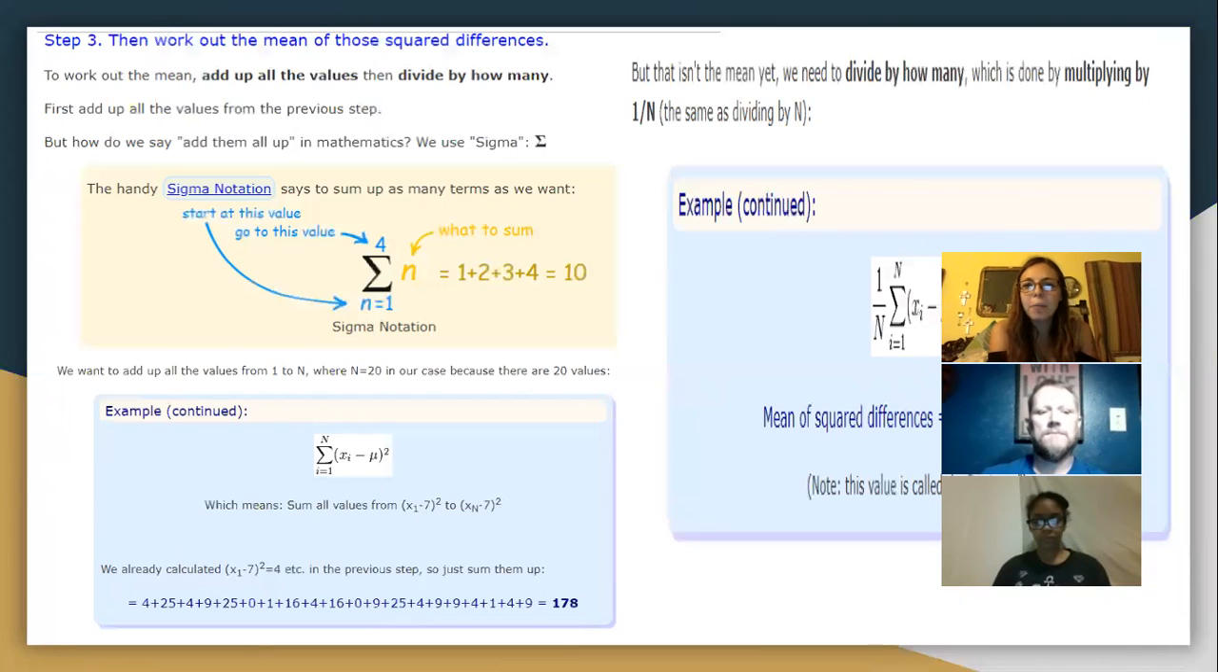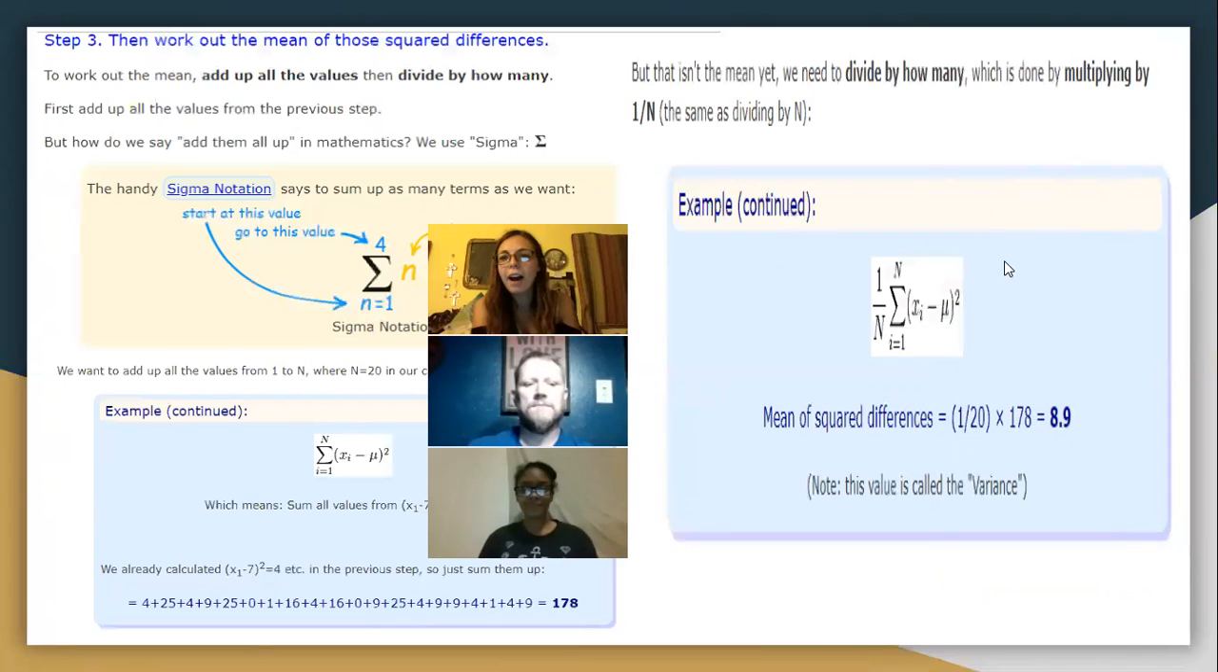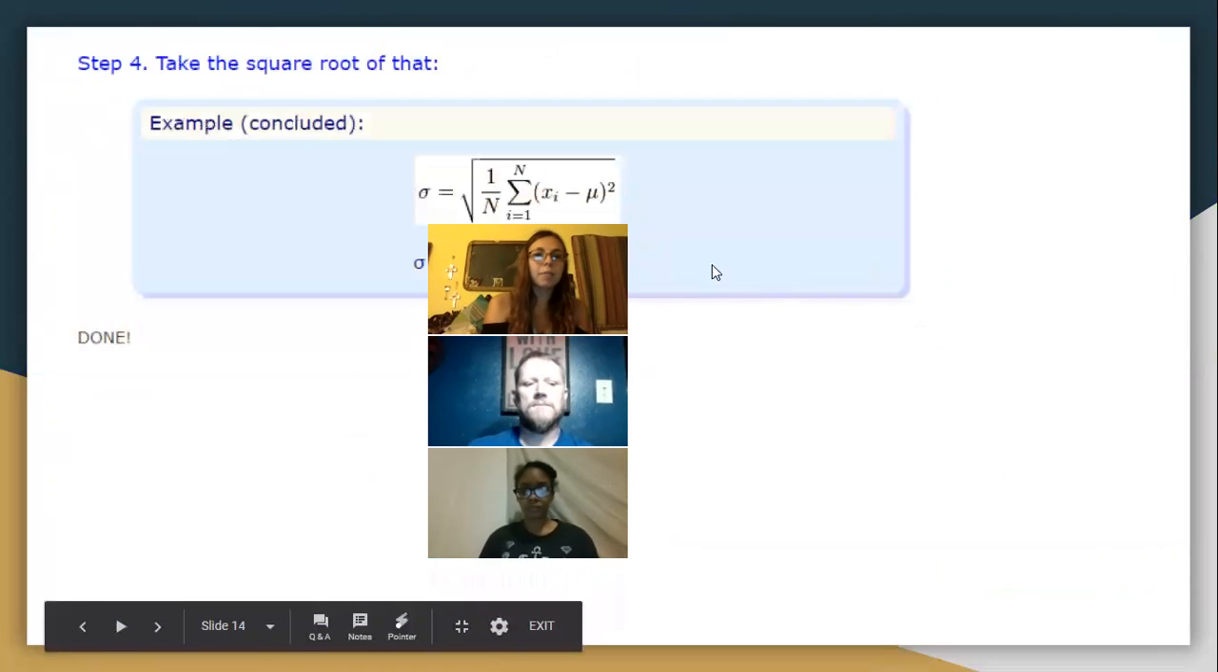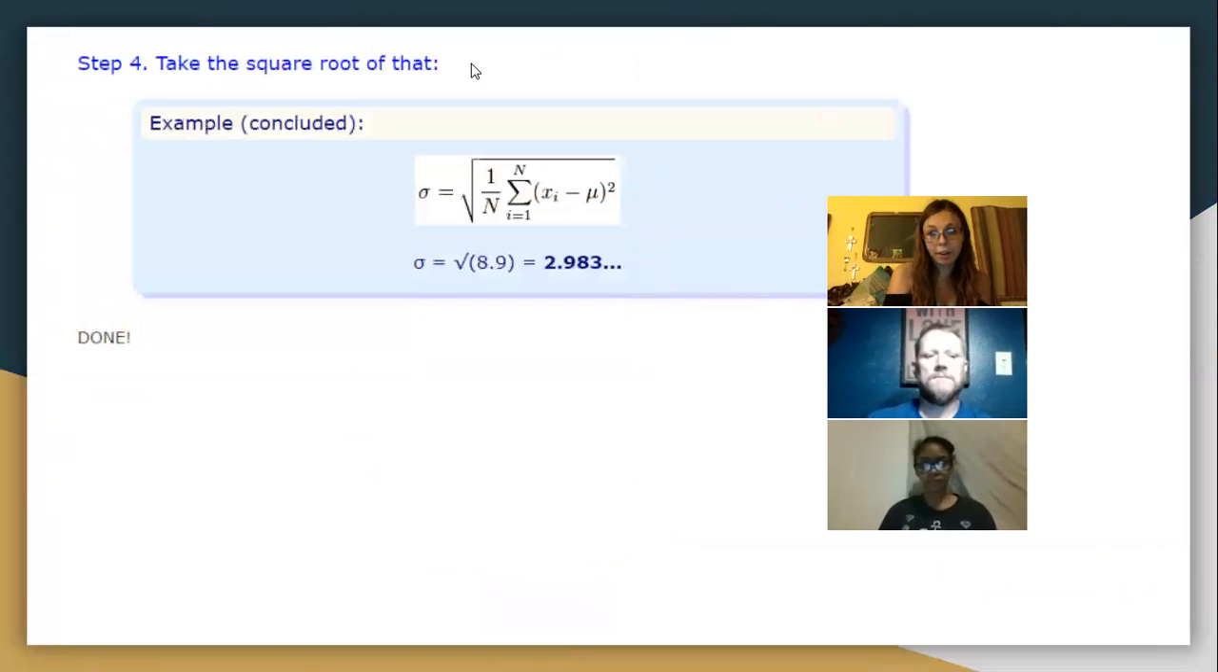So then we're not done yet. We then divide by how many and multiply it by 1 divided by n, same as dividing by n, as in the equation here, and we'll get this, 8.9. That's the variance. Okay. Our last step is going to be to take the square root of that variance, and that gives us our standard deviation of 2.983.